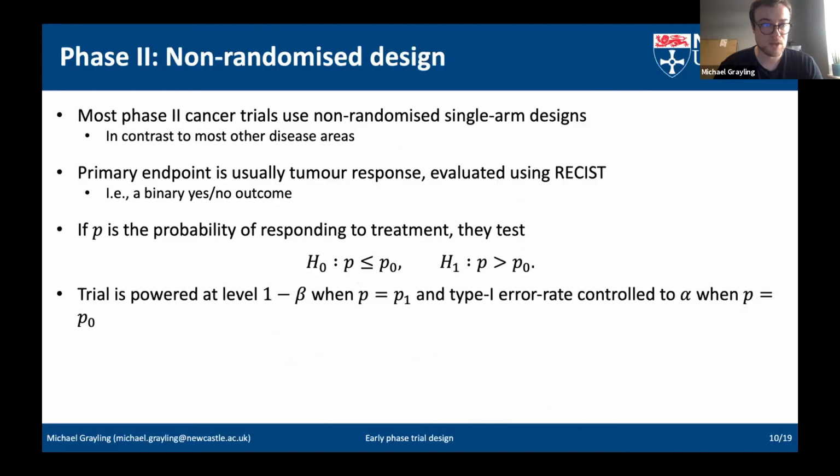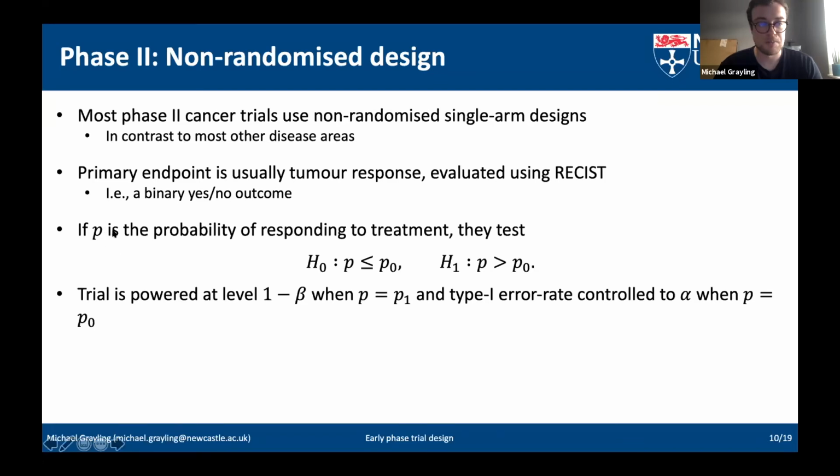So that was my quick comparison of 2 types of phase 1 designs. So now I'm just going to speak quickly about some non-randomized phase 2 designs, because these are very, very common in phase 2 cancer studies, in massive contrast to other disease areas where pretty much all phase 2 trials are usually randomized. So in a cancer setting, the primary outcome in these trials is usually tumor response. So this is just a binary yes/no outcome.